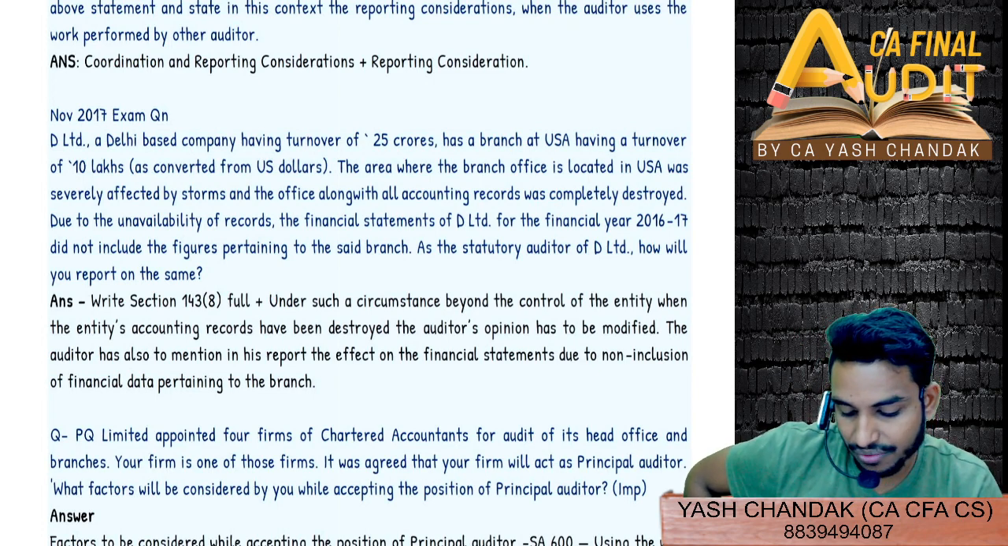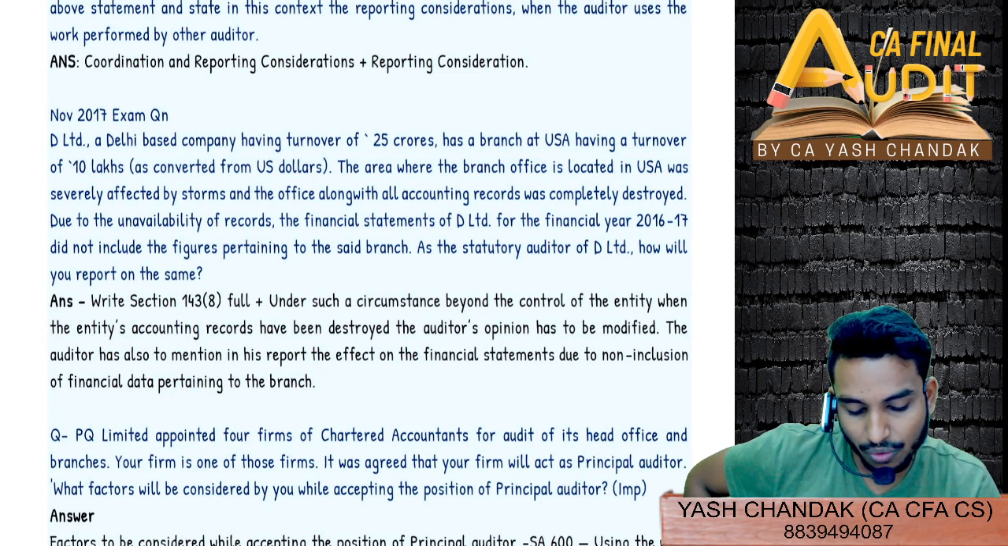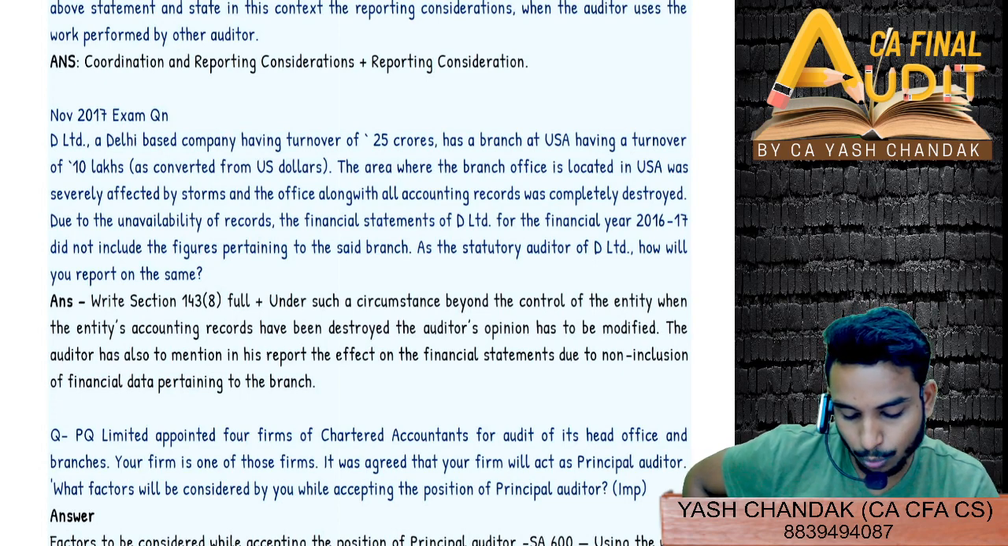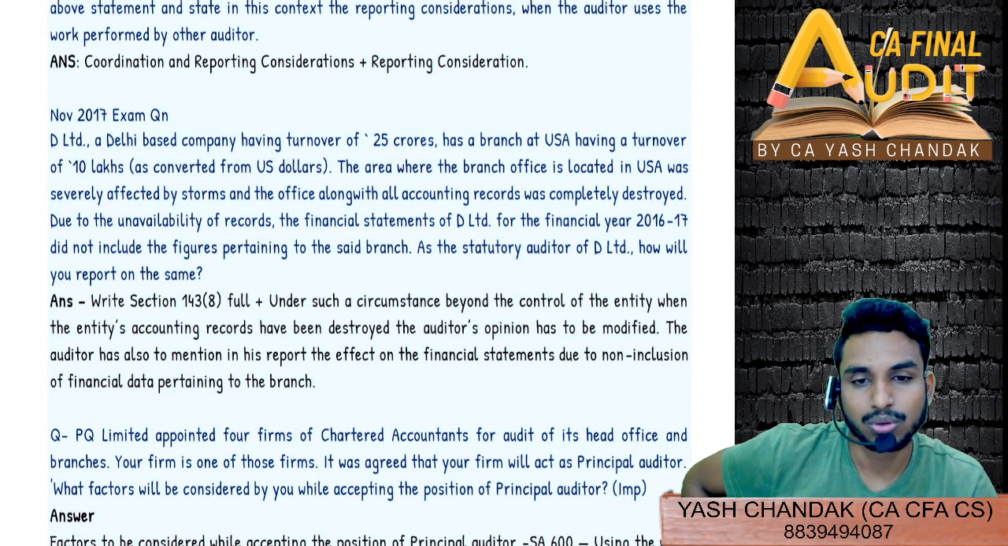Delimited has a branch at USA having turnover of 10 lakhs. The area where the branch office is located in USA was severely affected by storms. An office along with all accounting records were destroyed. So due to unavailability of records, the financial statement of delimited did not include the figures pertaining to said branch. So what will you do as an auditor? How will you report on the same? तो तुम क्या बोल रहे हो?